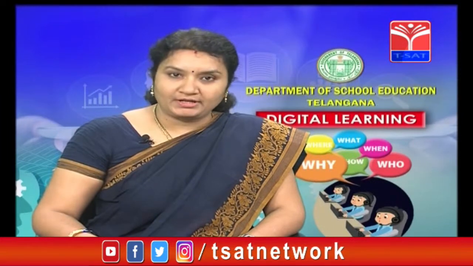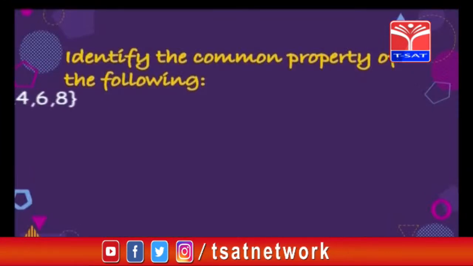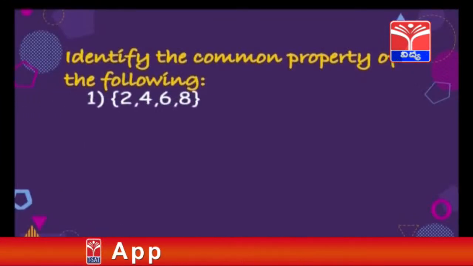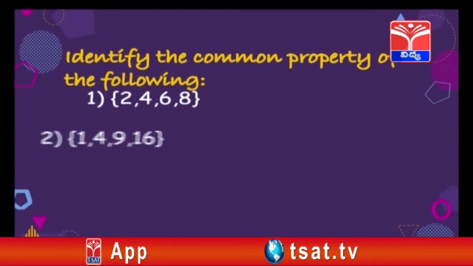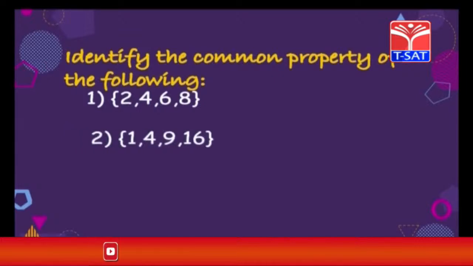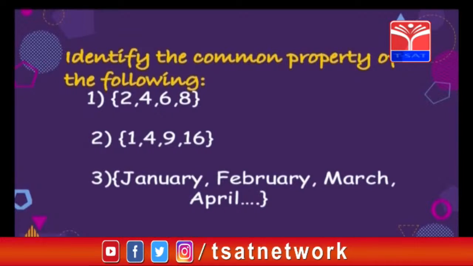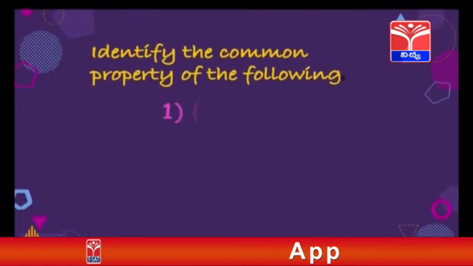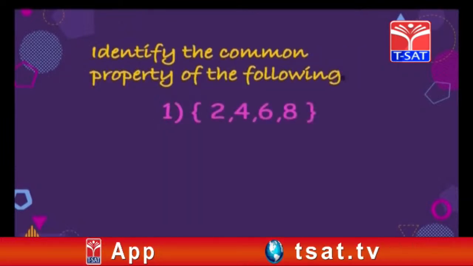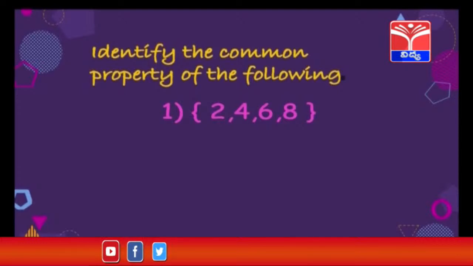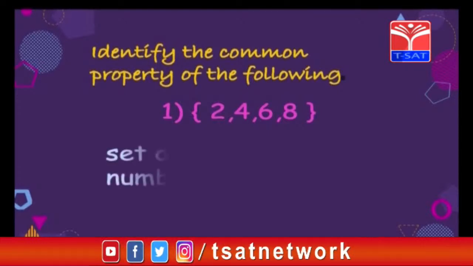Now, let us try to identify the common properties of the following sets. The first set is 2, 4, 6 and 8. The second set is 1, 4, 9 and 16. And the third set is January, February, March and April. Now, let us try them one after the other. When you look at the first set, it is 2, 4, 6 and 8. You will easily identify that these are the first 4 even numbers.